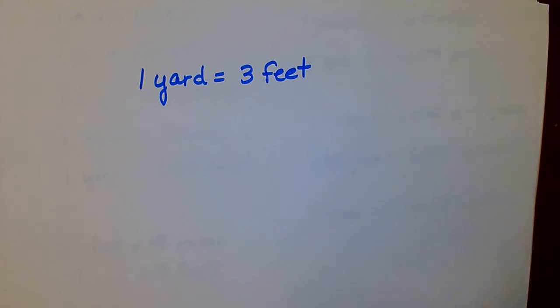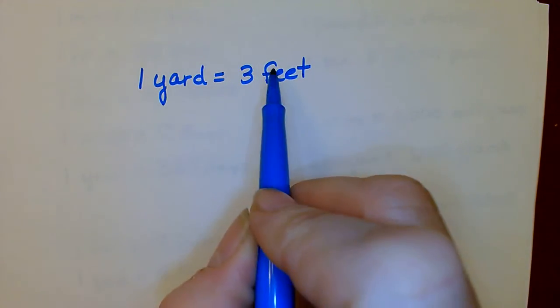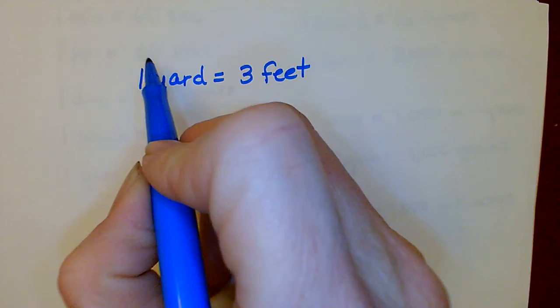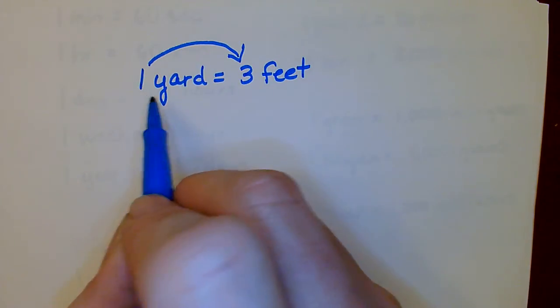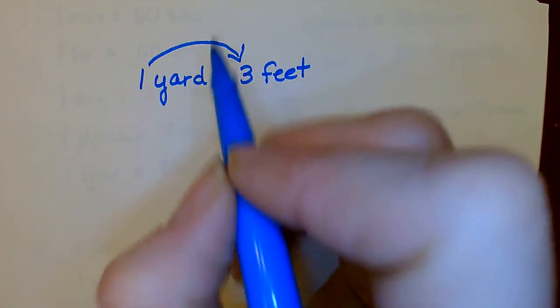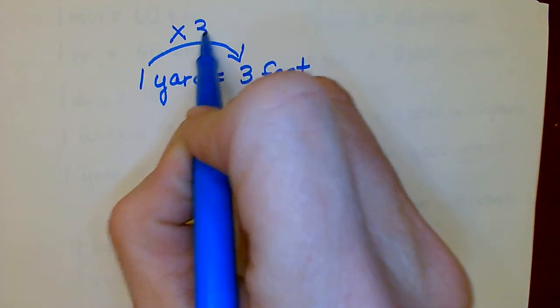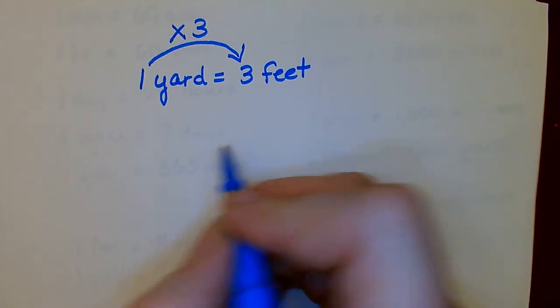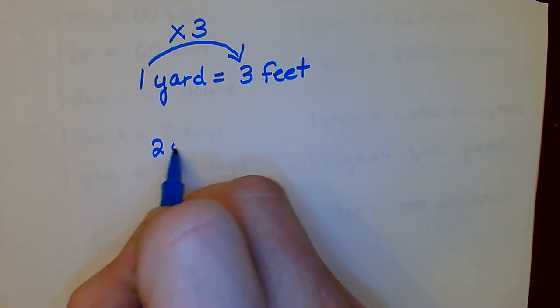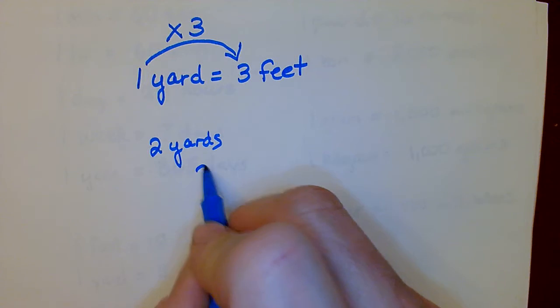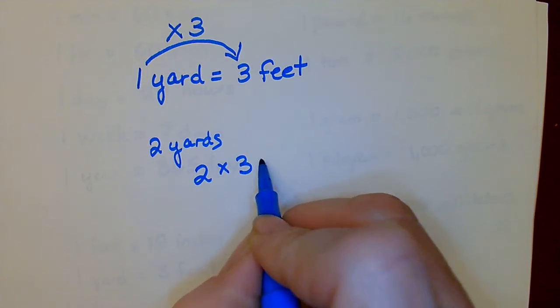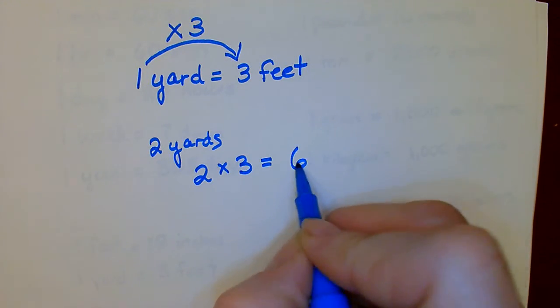So what is my rule? How do I convert yards into feet? What I'm going to do is I say, how do I turn a 1 into a 3? How do I turn one of these into 3 of those? What's my rule going to be? It's times 3. So now if I had 2 yards, I would have to do 2 times 3 to get the number of feet, and that would be 6 feet.